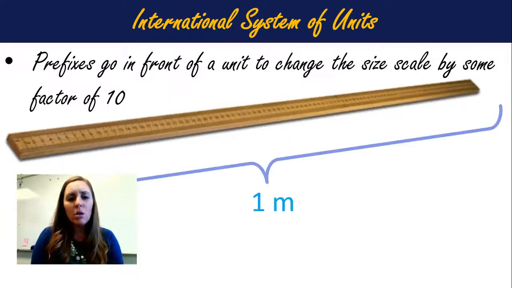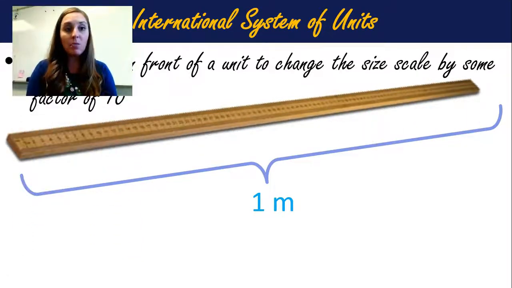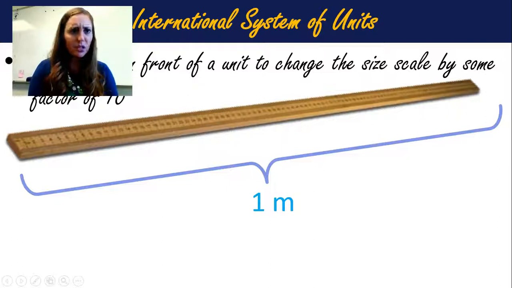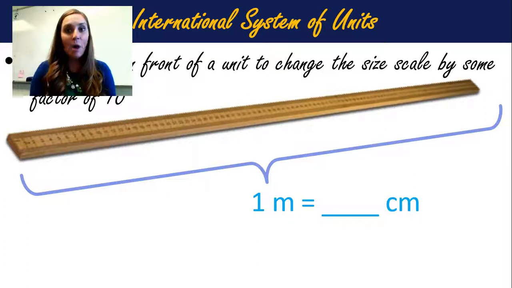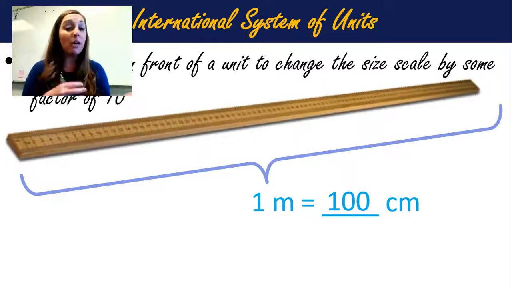So let's say you have a meter stick, for example. This right here is 1 meter. Now I know it's really fuzzy, but just pretend that it's right there in front of you. My question is, in this meter stick, how many centimeters? If you have a meter stick at home, go ahead and get it, but otherwise you're just going to have to believe me. If you were to count the centimeters on a meter stick, you would find that there are 100 centimeters. So 1 meter and 100 centimeters is the same thing.